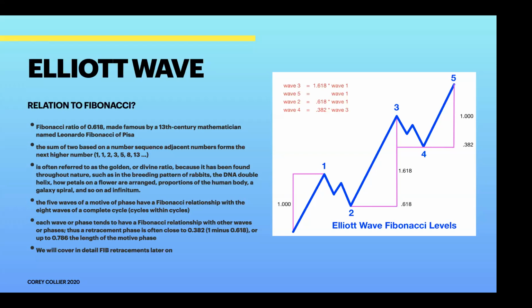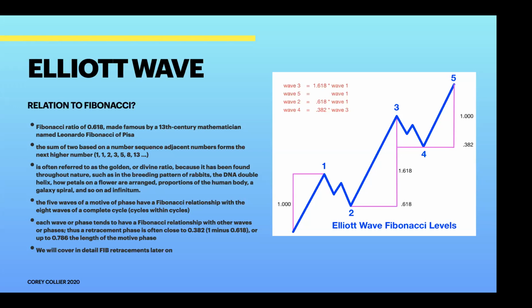So what is Fibonacci though? The Fibonacci ratio of the 618, which is the golden ratio, was made famous by a 13th century mathematician named Leonardo Fibonacci. What it is, it's the sum of two numbers based on a number sequence. Adjacent numbers form the next higher number. So you have 1 plus 1. Those are the first two numbers, always 1 plus 1. Those equal the next number in the sequence, which is number 2. So now you move over one spot. So 1 plus 2 equals 3, which is the next number in the sequence. And it just keeps going, basically.